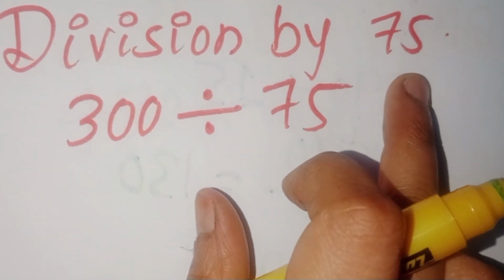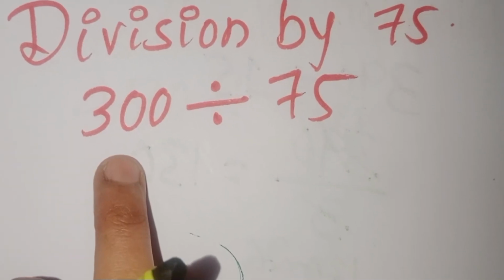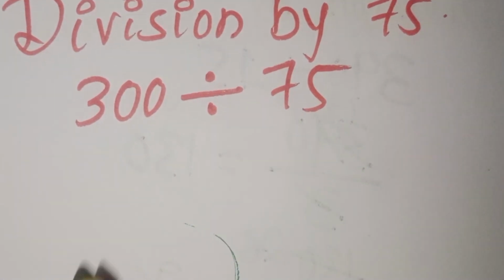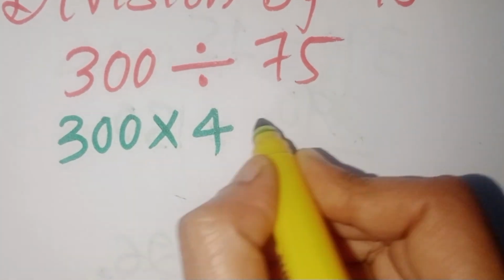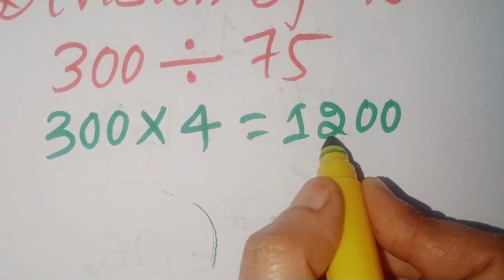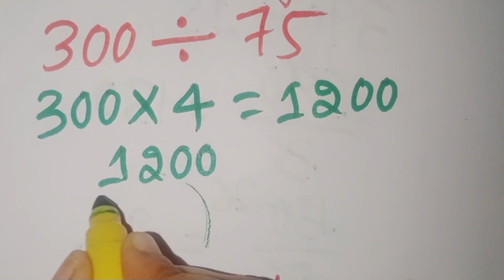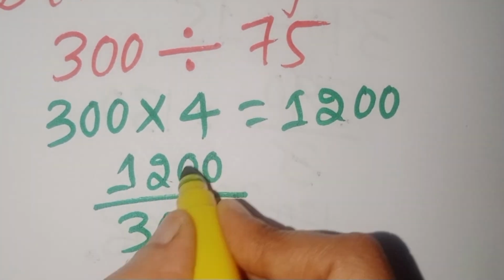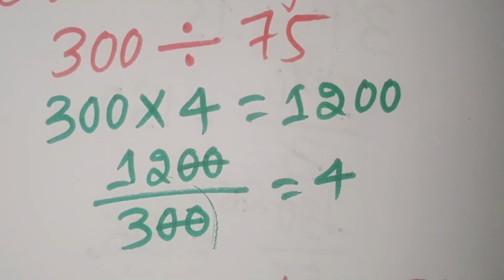Division by 75. First multiply by 4, then divide the result by 300. 300 into 4. 1200. Now divide this number by 300. 1200 divided by 300. 3 ones are 3, 3 fours are 12. 4 is the answer.